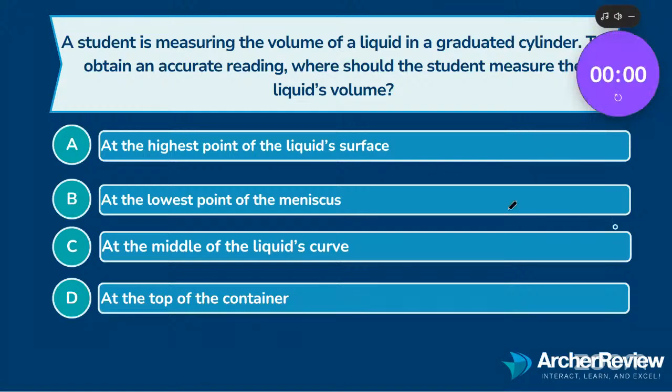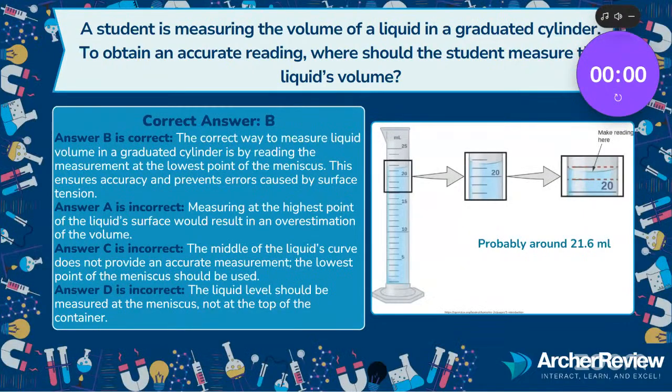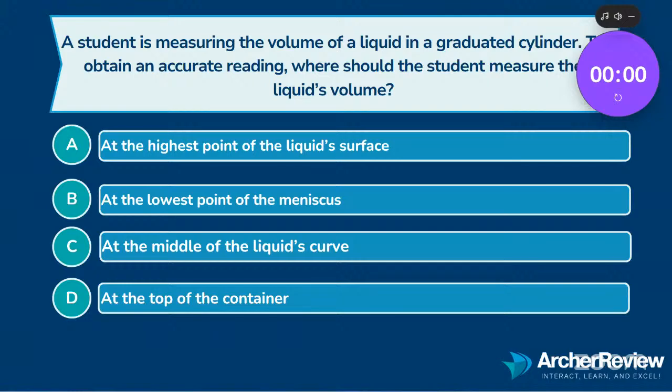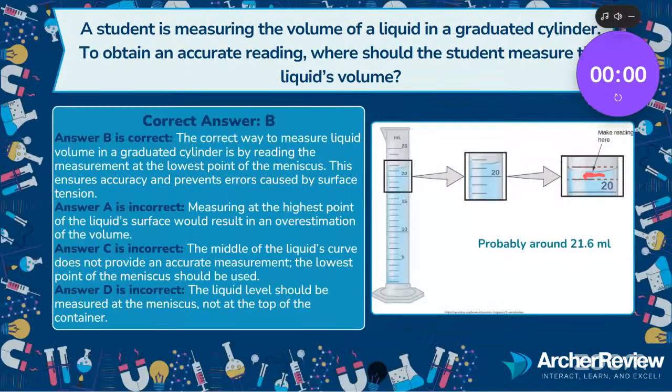All right, are we ready for our reveal? Our correct answer is B, to measure at the lowest point of the meniscus. So if you remember from yesterday's content, we want to get right in here at that lowest point of the meniscus. Now I can see that C could be confusing. The option for C was at the middle of the liquid's curve.